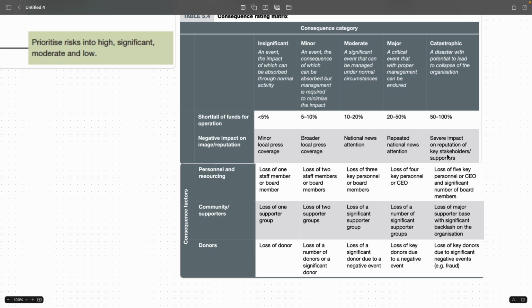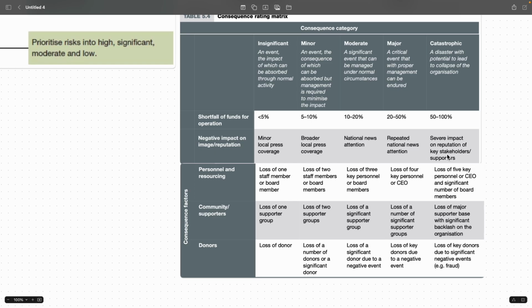Minor, local press. So like for example, KK Mart, they had the socks Allah case, right? Where is it? Where do you put it? Major. It's major, but it's not catastrophic. They're still surviving, correct? So they're still surviving, but it's major. Are you clear now? Repeated national news attention, right? That's so you may have to evaluate where it falls. So let's say a plane crash for Air Asia. Major also, it's not catastrophic because they actually had a plane crash.